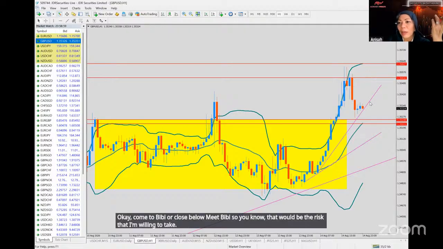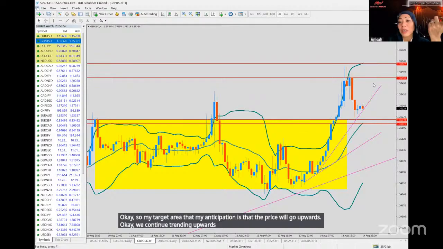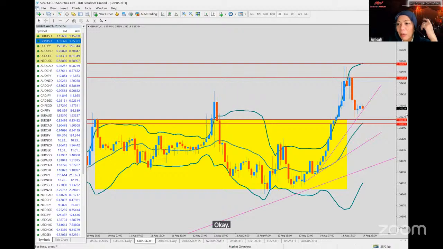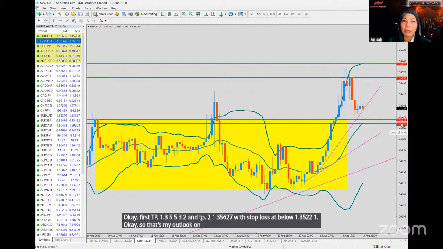My anticipation is that the price will go upwards. We continue trending upwards because there's no sign that the trend is likely to reverse anytime soon. So entry at market or 1.35249, first TP 1.35532 and TP2 1.35627, with stop loss below 1.35221. So that's my outlook on pound dollar.